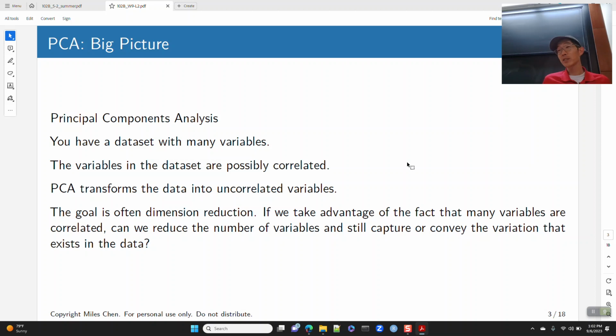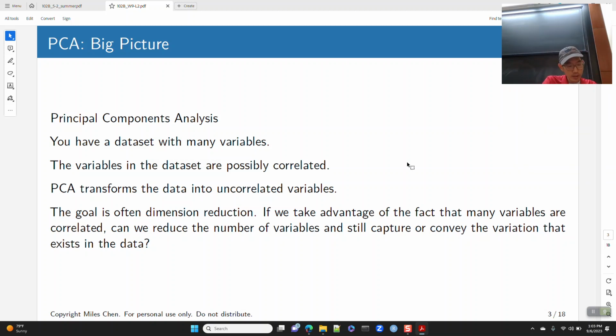Principal Components Analysis can also be used as a pre-processing step when you do something like linear regression, because when you do linear regression, we run into problems when variables have high correlation. So Principal Components Analysis basically gives us uncorrelated variables.